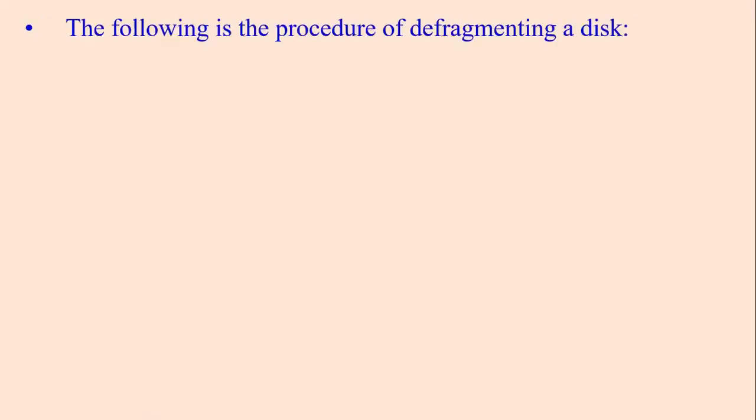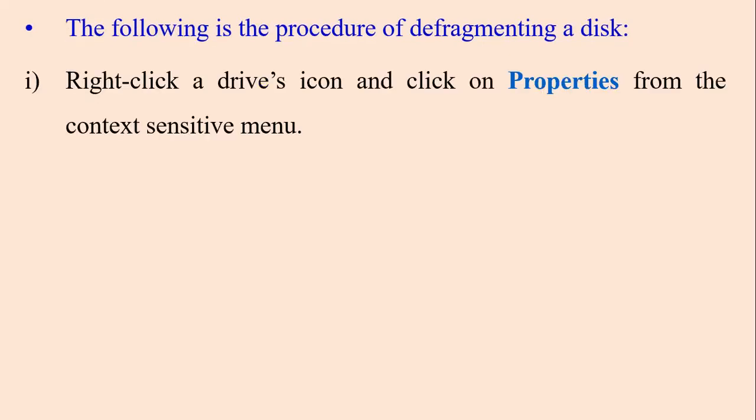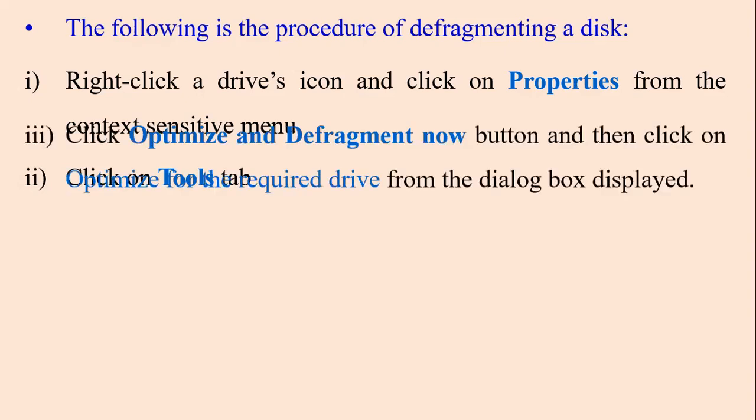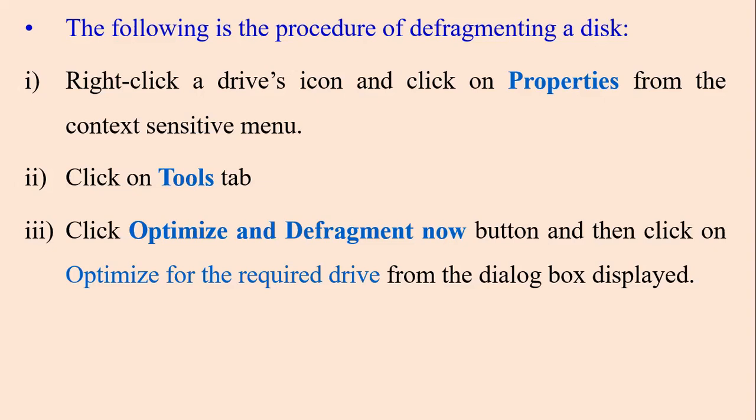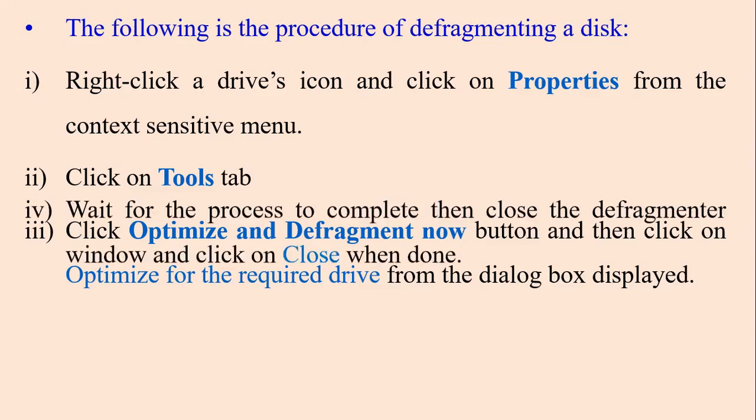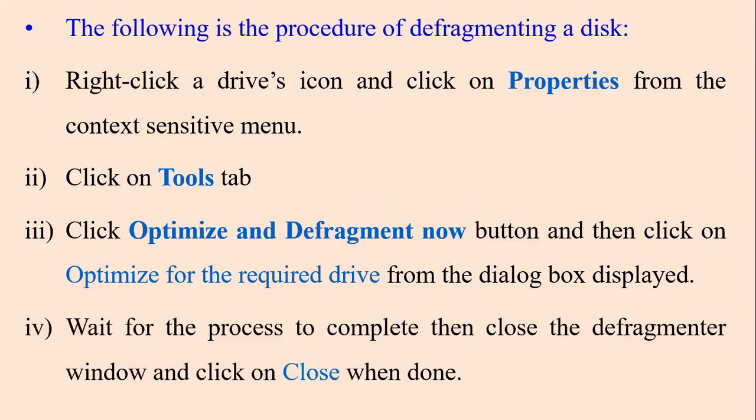The following is the procedure of defragmenting a disk. Number 1, right-click a drive's icon and click on Properties from the context-sensitive menu. Number 2, click on Tools tab. Then click on Optimize and Defragment Now button, and then click on Optimize for the required drive from the dialog box that will be displayed. Wait for the process to complete, and then close the defragmenter window and click on Close when done.